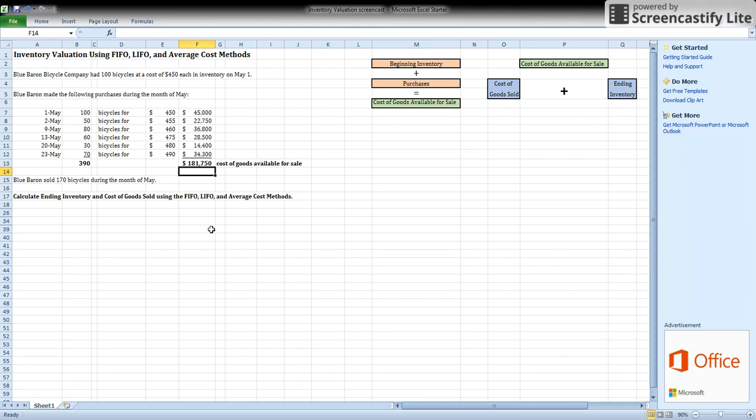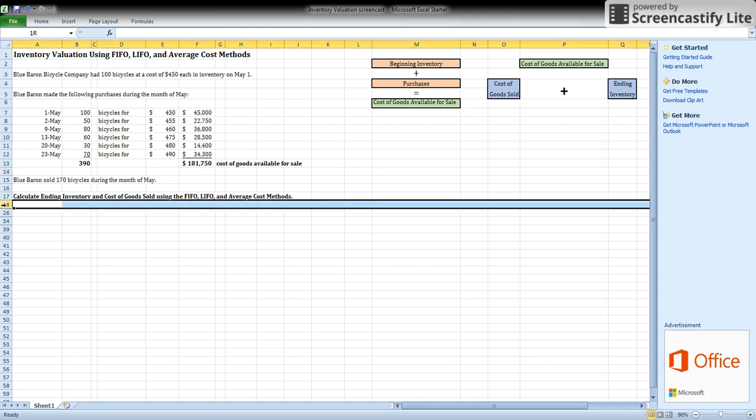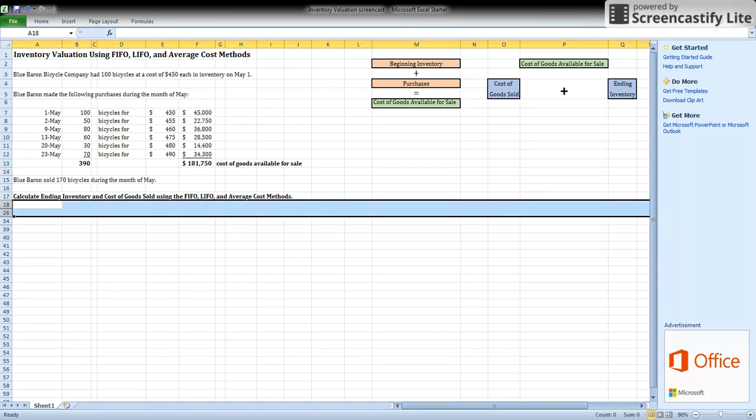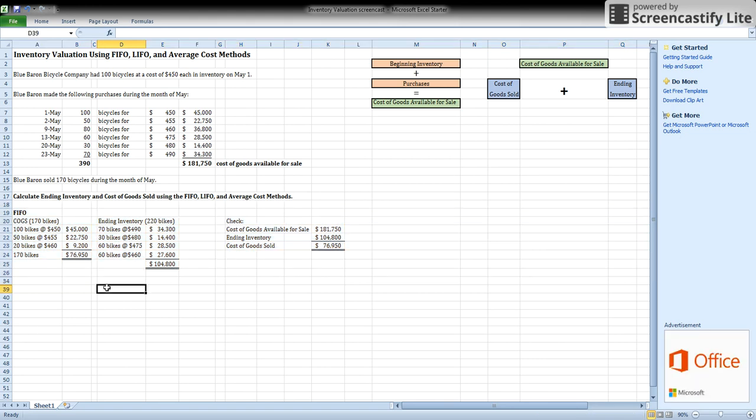So let's look at FIFO first. If we look at FIFO and how we calculate it, what we do is we ask ourselves, how many bikes were sold? Well, 170 bikes were sold. That means 170 bikes go into cost of goods sold. Now, if we take 390 total minus 170 sold, that means we've got 220 units in ending inventory. Now we can divide things up into cost of goods sold and ending inventory using our different methods.